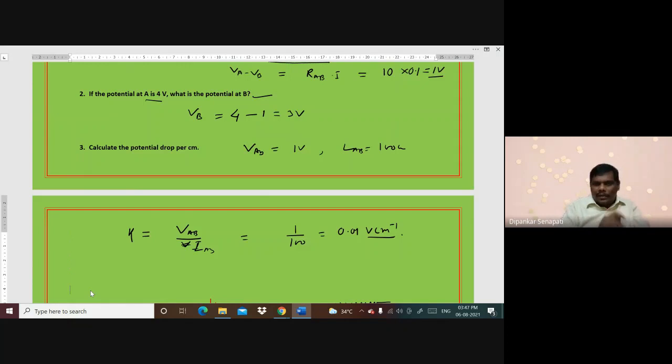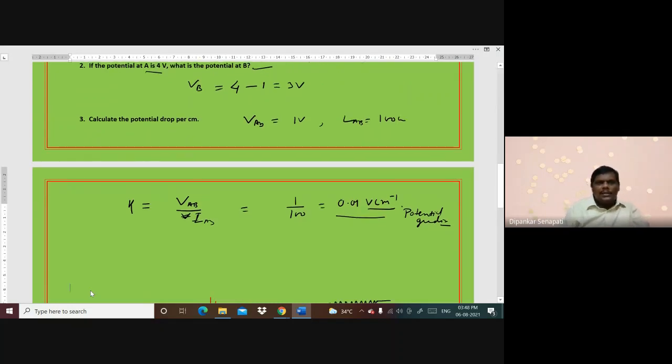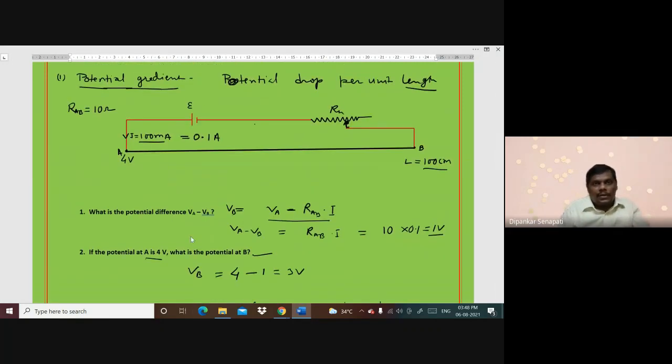Now, let me ask you, what are the factors on which potential drop per centimeter depends? This is obviously the potential gradient. Does it remain constant along this wire? That is, in any section, if we consider the potential gradient or potential drop per centimeter, if we consider 1 centimeter here only, 1 centimeter here, then the potential drop between P and Q has to be how much?